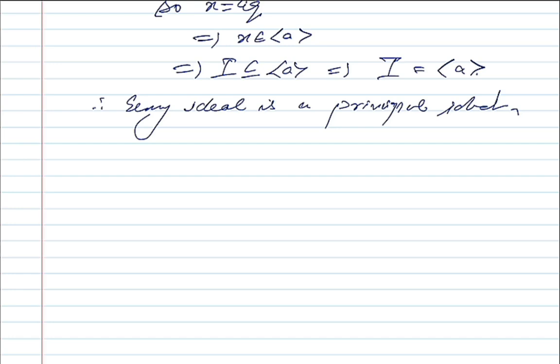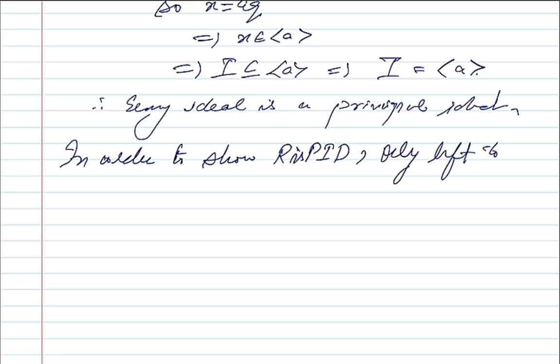Now we need to show that it contains a unity also. In order to show R is a PID, it is only left to show that R contains a unity.